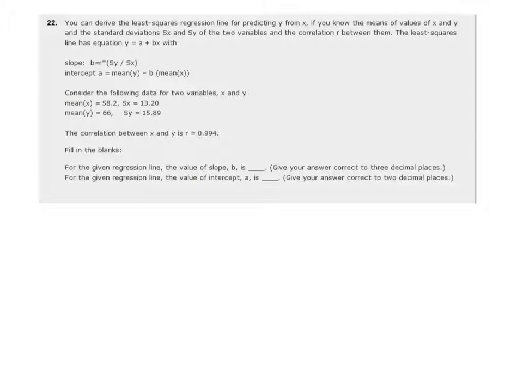Alright, so to calculate a least squares regression line given this information, we're just going to use these formulas up here, and I'm just going to substitute in what they gave me. So to find the slope, we're going to take the correlation, which is 0.994. We're going to multiply that by the quotient of the standard deviations.